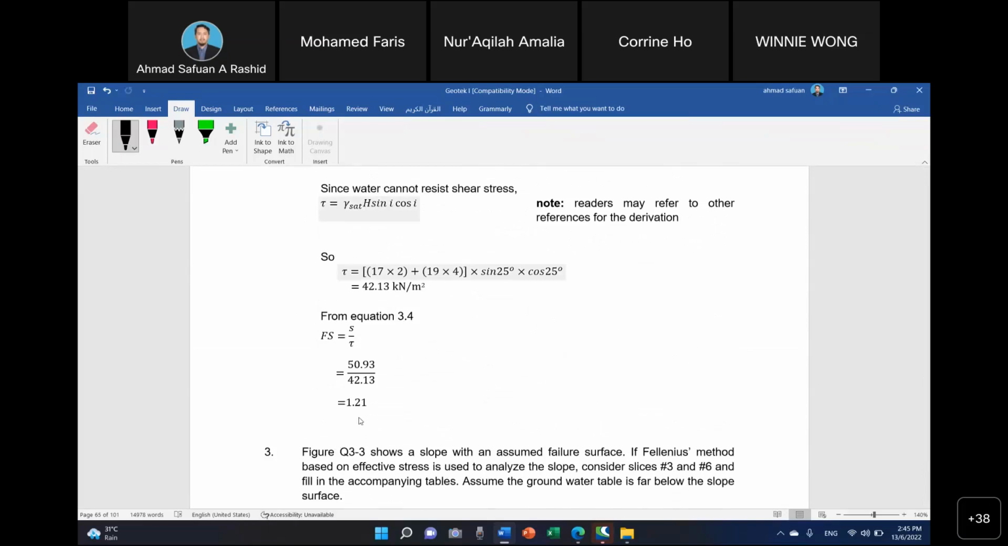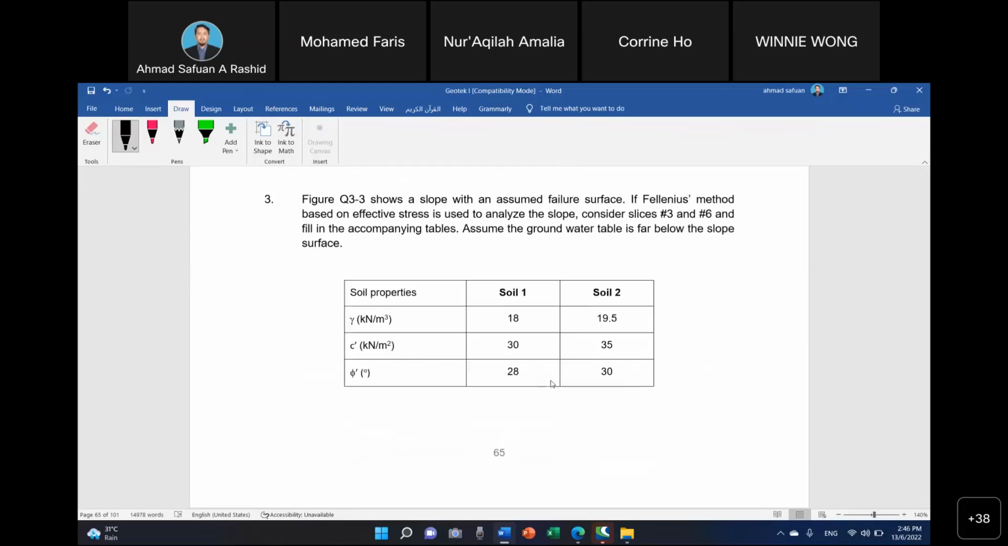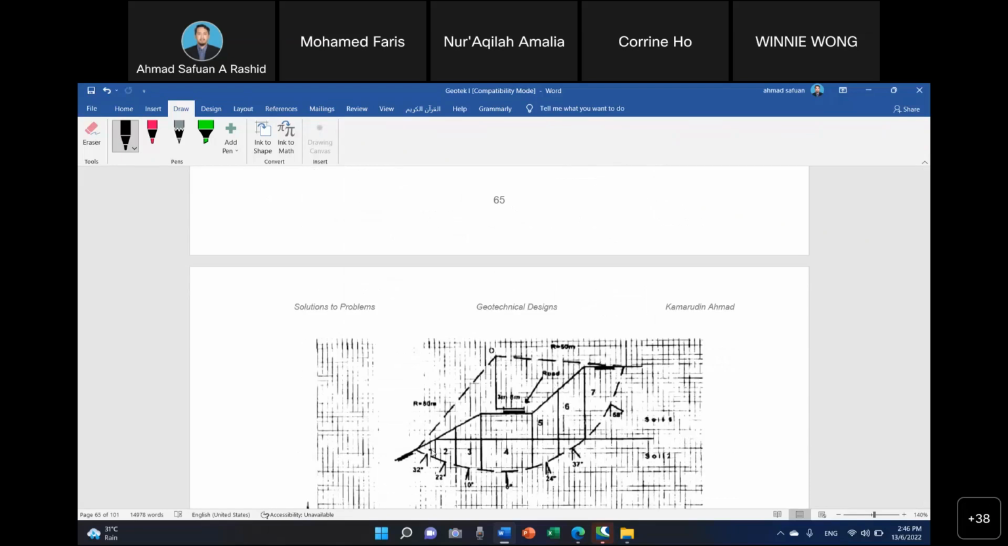Okay, that's for number 2. Now we move to number 3. This is the Philenis example. We need to calculate the factor of safety value for slice number 3 and also slice number 6. But in order to get the factor of safety value for the whole, we need to solve from slice number 1 to slice number 7.